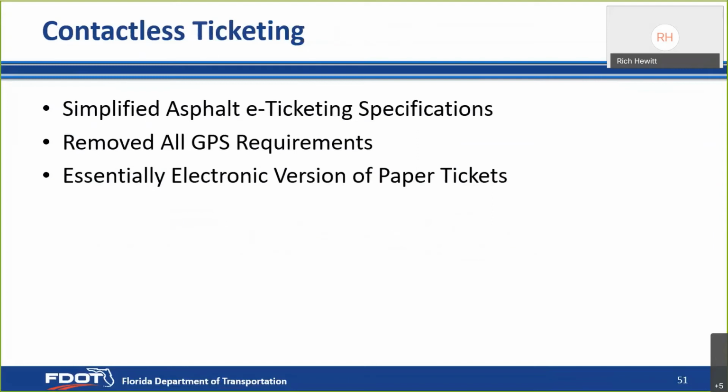When we went to contactless ticketing, since we were going from just having 2 pilots with e-ticketing, 2 pilots with ticketless asphalt, to then implementing this statewide potentially, we simplified it and took out all the GPS requirements and tried to make it just an electronic version of the paper tickets with the additional advantages of having those summary reports and the CSV output files as data you could obtain.